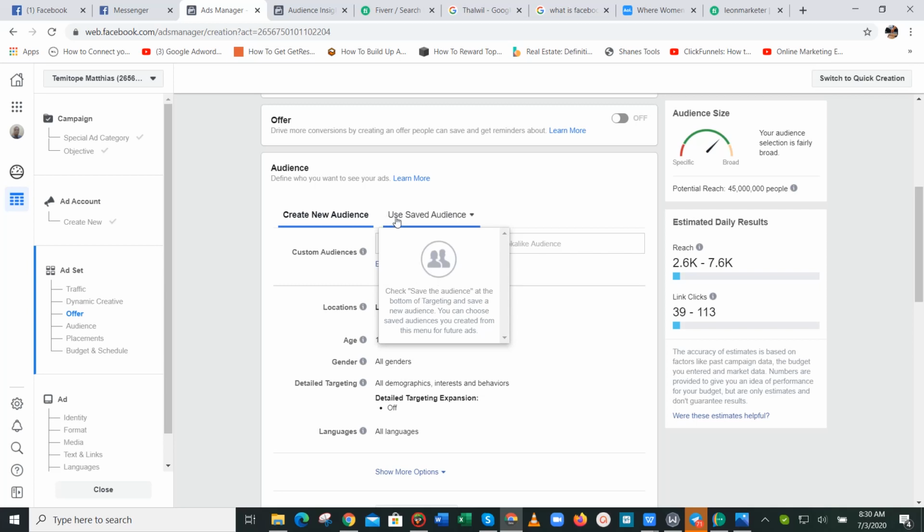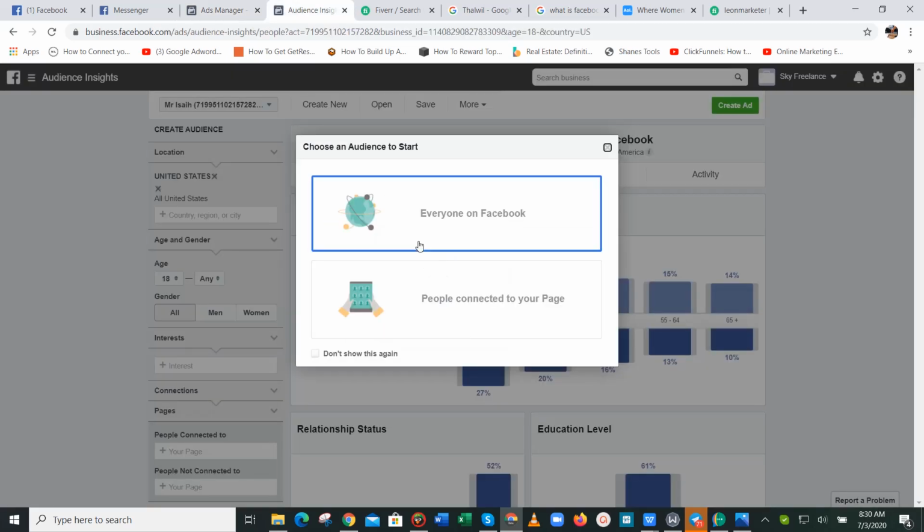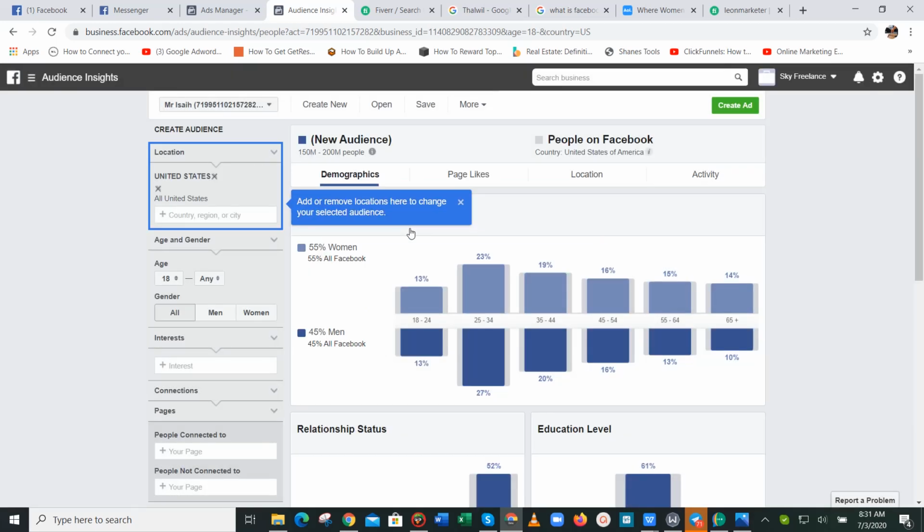Saved audience is the best when you want to create your ads from scratch, because you are able to define those people you want to really target by yourself. Don't forget, you never say choose an audience to start. Everyone on Facebook. It's not only people that are connected. We want to show everyone.